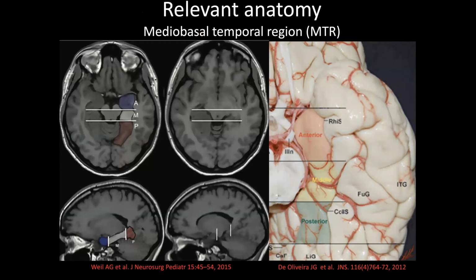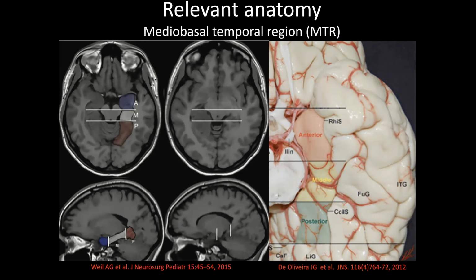In order to discuss this approach and perform it, of course, you have to have an excellent working knowledge of the temporal lobe, as everyone in this webinar has. But it's worth briefly reviewing the classification of the medial basal temporal lobe. Essentially, you can divide the medial basal temporal lobe into 3 thirds, an anterior, middle, and posterior third, limited laterally by the rhinal and collateral sulcus, medially essentially by the ambient and crural cisterns.